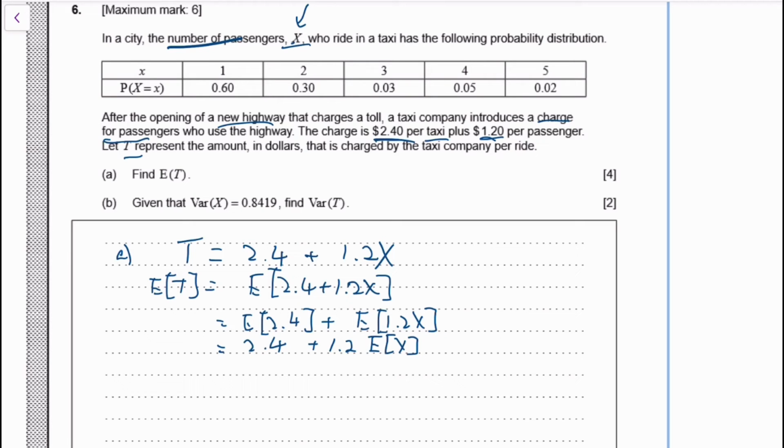Expectation of x should be easy to find. You do 1 times 0.6 plus 2 times 0.3, okay, I'm not going to write it, but I'll use my calculator to do it. Plus 4 times 0.05 plus 5 times 0.02. I got 1.59, so this is 2.4 plus 1.2 times 1.59. So it is 4.308.